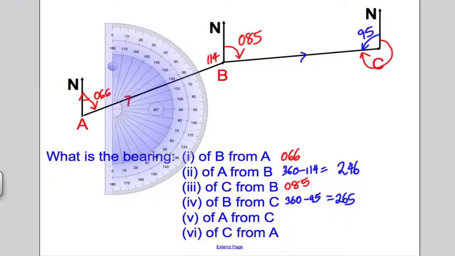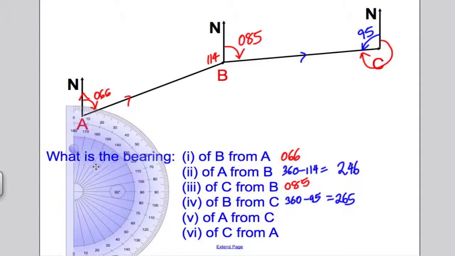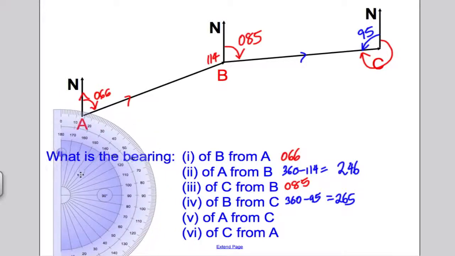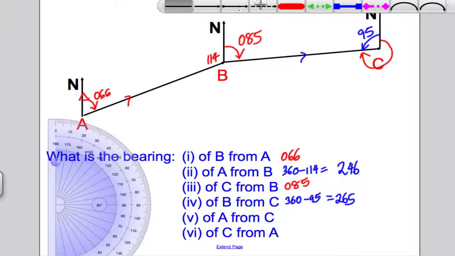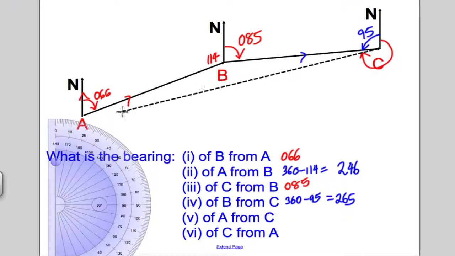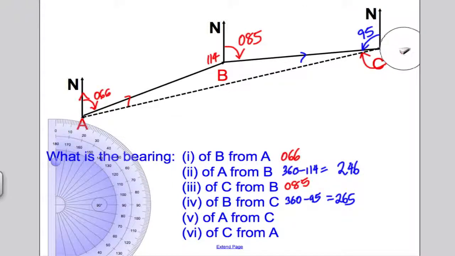Okay, and we're nearly done now. Let's just consider the last question. Of A from C. So they want to get from C directly to A. So we need to draw in a line here that we don't even currently have. Is that line we want here. So the angle we want, let's just rub this out here. The angle we want here is this whole angle here. Okay, now I'm going to rub this little bit out as well here.